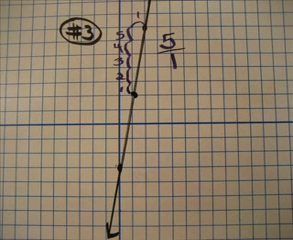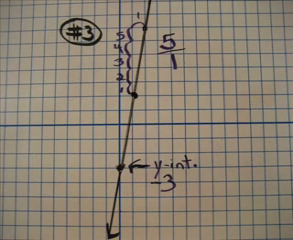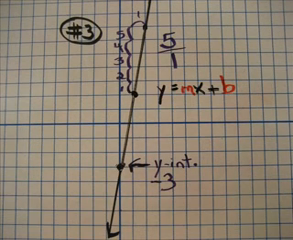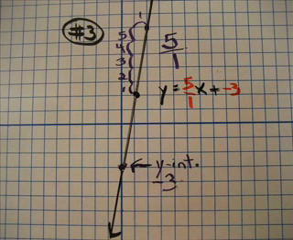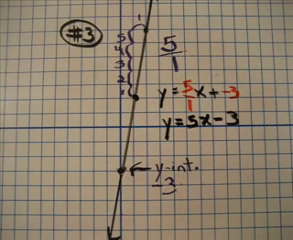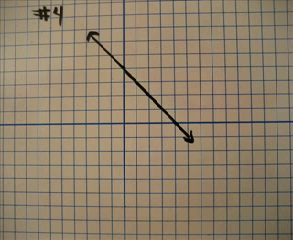This one has a slope of 5 over 1. It crosses the y-axis. The y-intercept is at a negative 3. We plug it into our equation. 5 in for the m and negative 3 in for the b. And we get our new equation, y equals 5x minus 3. Terrific job. Here is our next one, number 4.